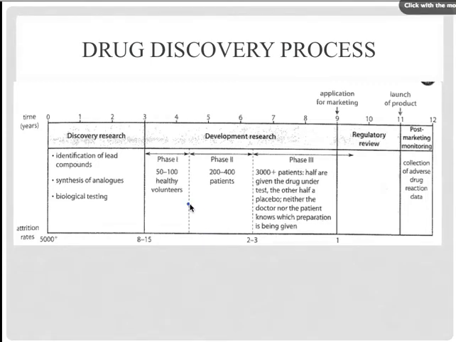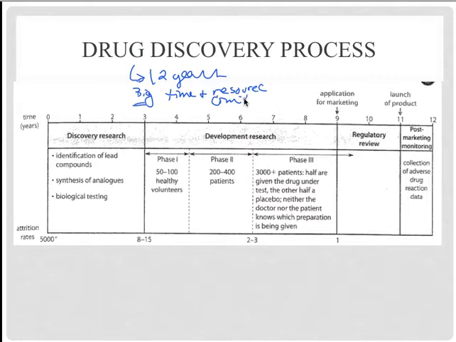So the drug discovery process can be up to 12 years. So 12 years for a company is a big time and resource commitment by these companies to develop these drugs and bring them to market.